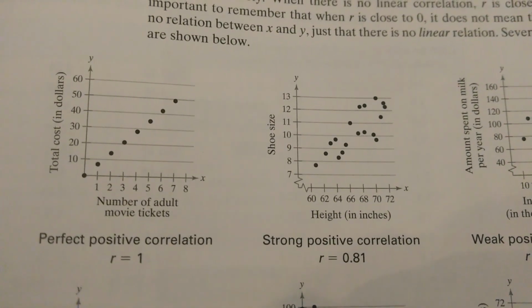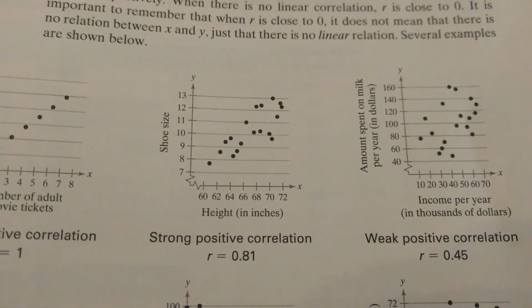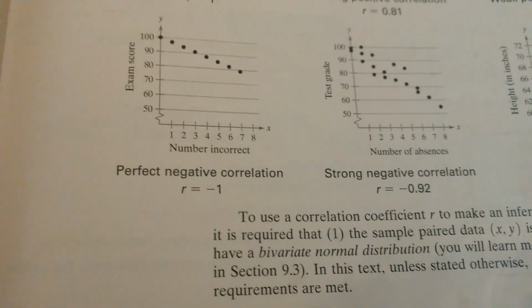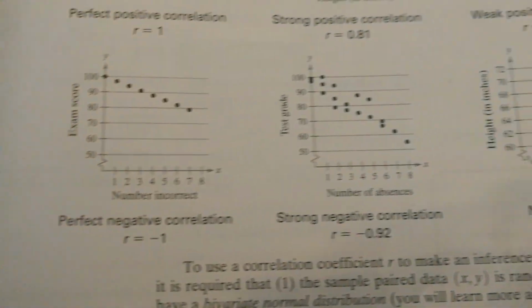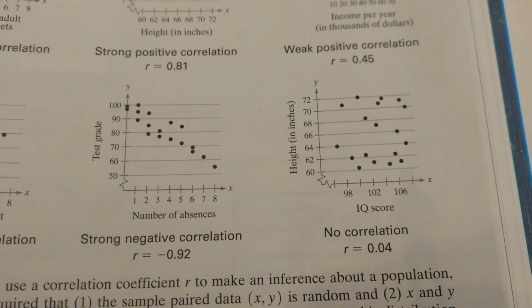There are some other examples. Just by looking at these scatter plots, there's an r value of positive 1. There's an r value of 0.81. There's an r value of 0.45. Here's an r value of -1, an r value of -0.92, and then an r value of 0.04.